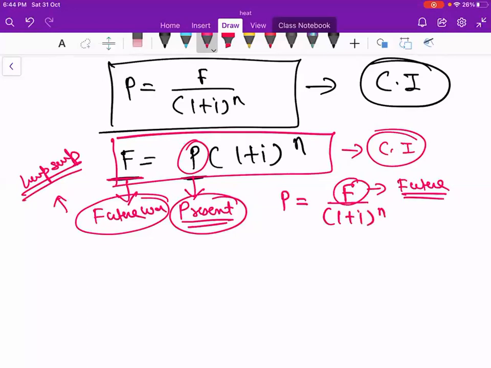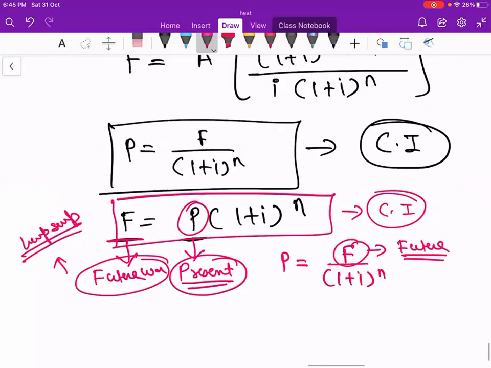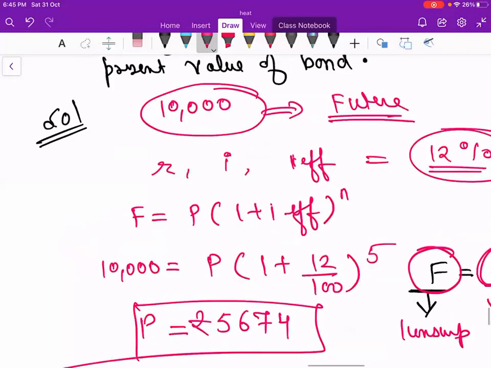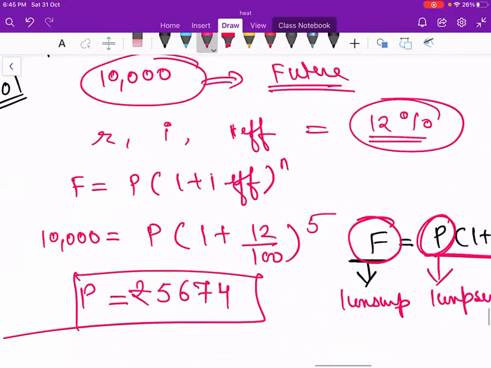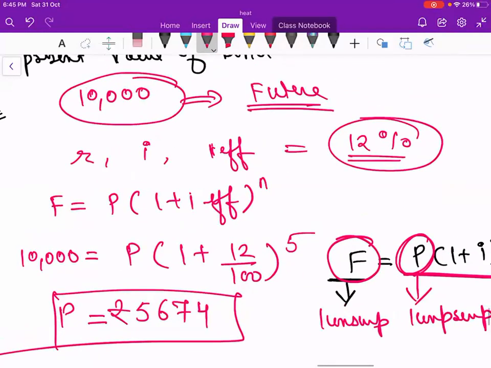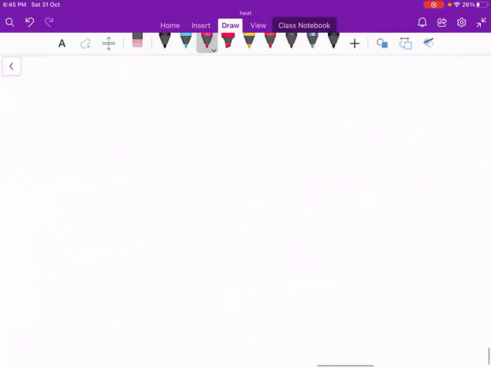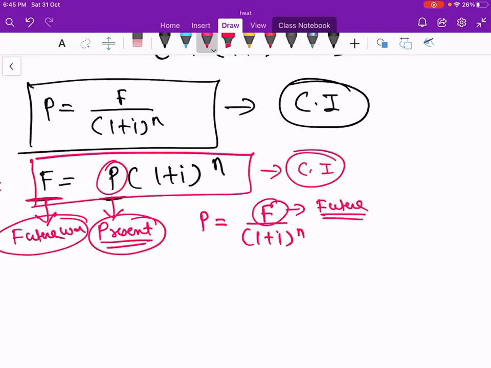Everyone agrees with this? P equals F upon 1 plus I to the power n. Anybody has doubt? If I want to convert the future worth into the present, we have solved one question recently. Future worth is given, and we have calculated the present worth. Same thing I have written here. Anybody has a problem with this?